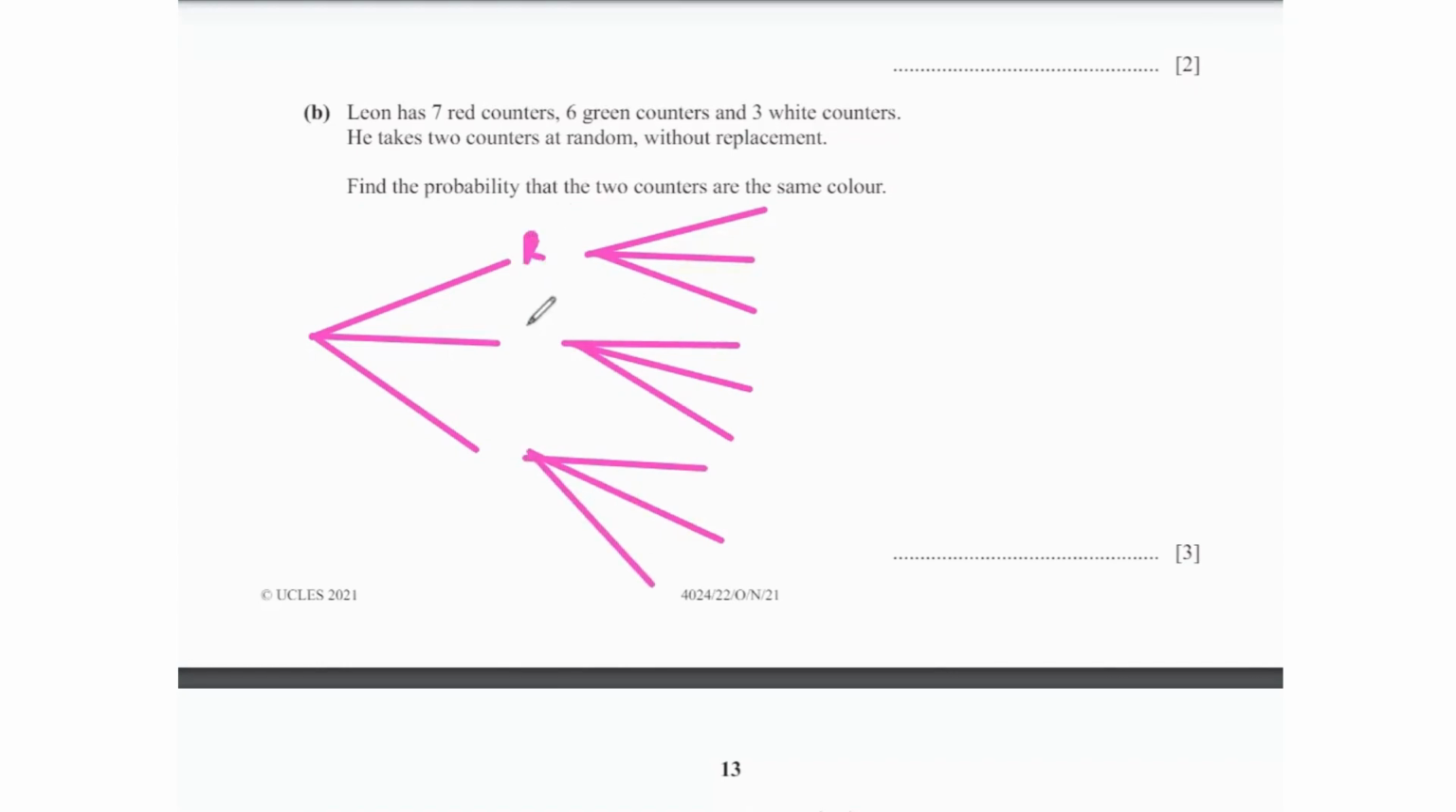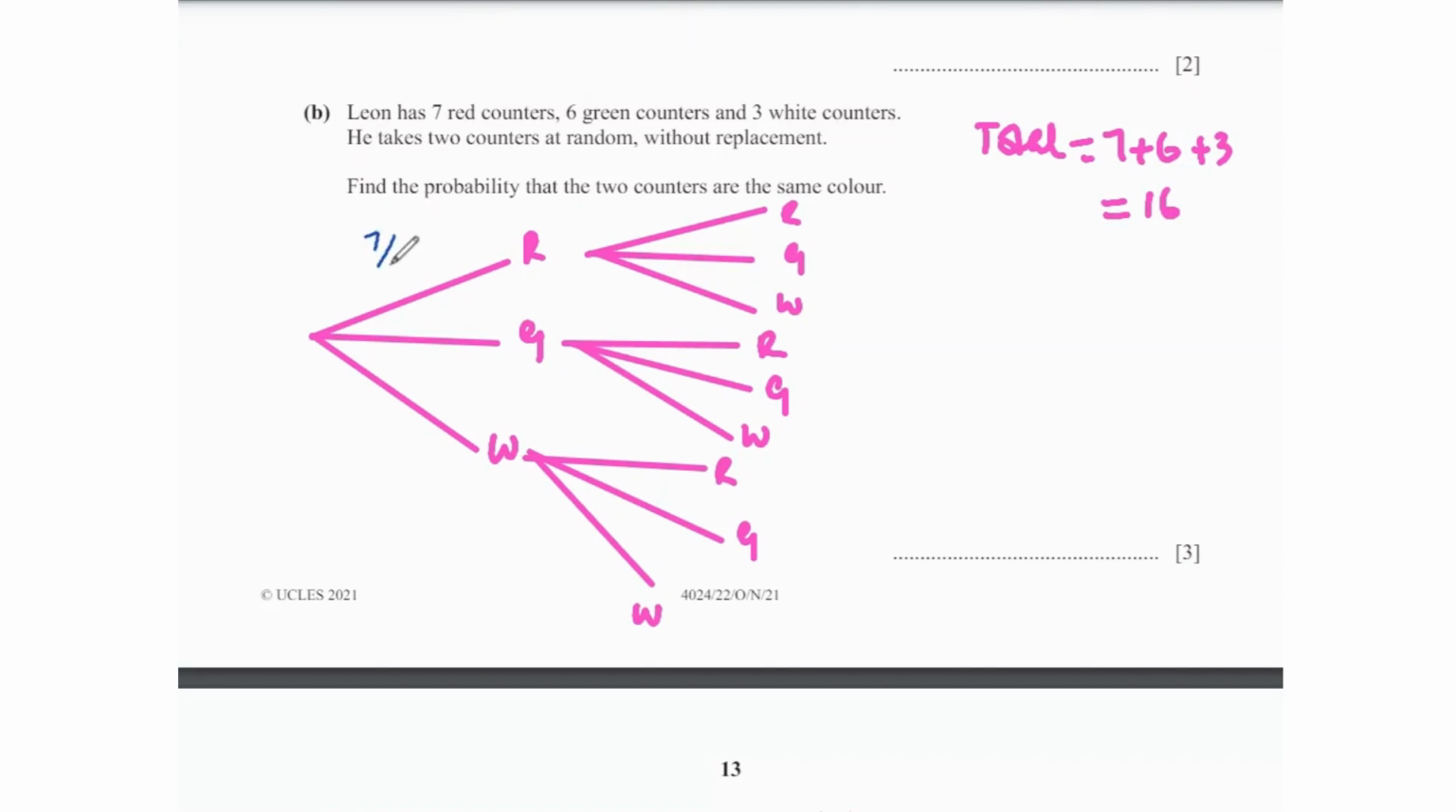So that's red, green, white, red, green, white, red, green, white, red, green, and white. So 7 red counters, and in total we have 7 plus 6 plus 3, which is 16 counters. So the probability for the red counter being drawn first is going to be 7 over 16. For green counter, it's going to be 6 over 16. And for the white counter, it's going to be 3 over 16.